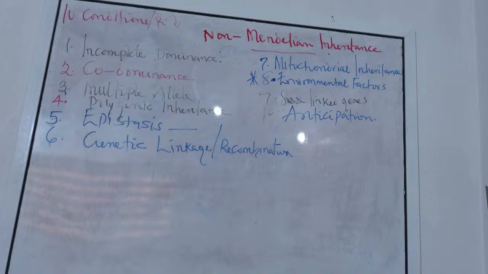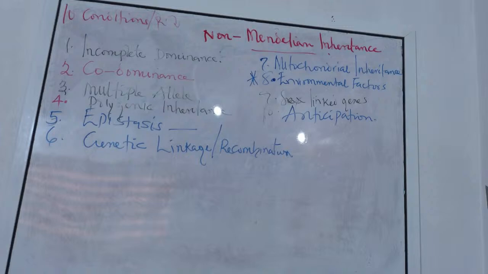The example of this is what we have in human skin color, where each gene has a contribution to the overall phenotype, that is the skin color. This is an example of polygenic inheritance.